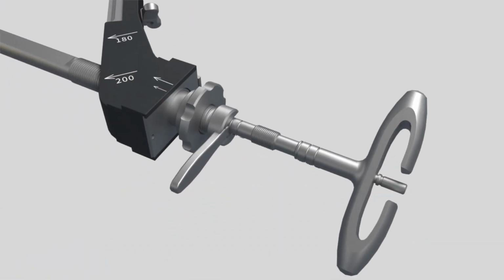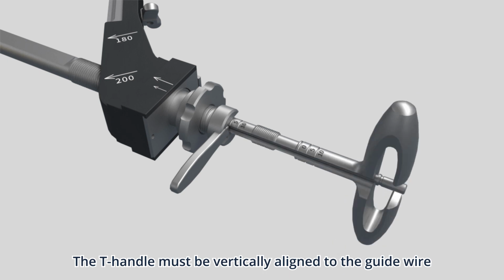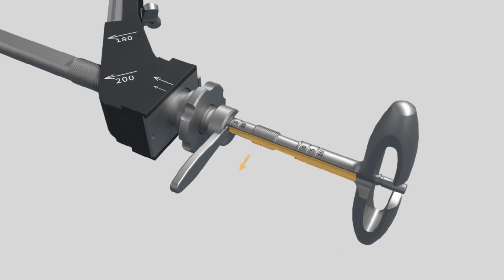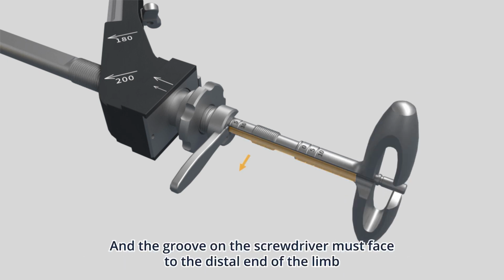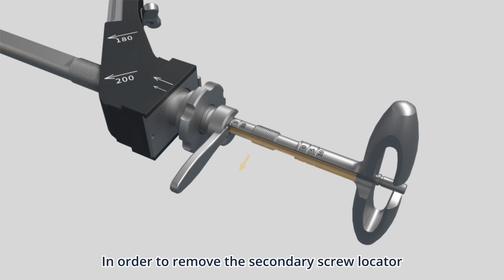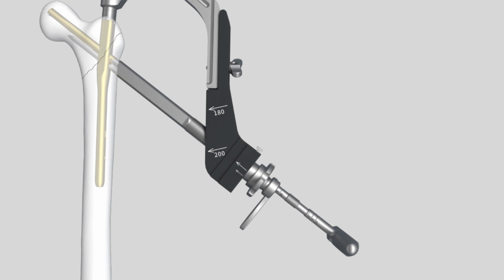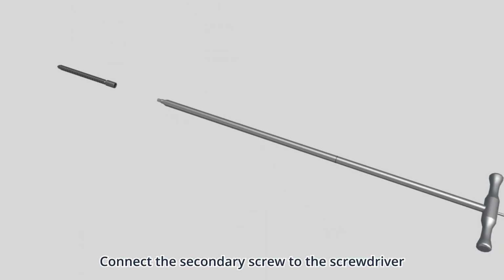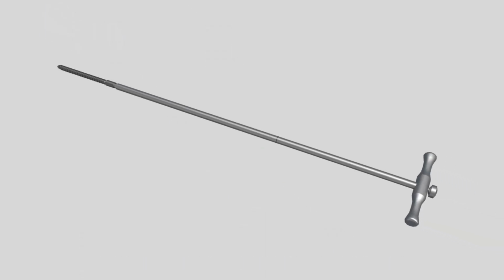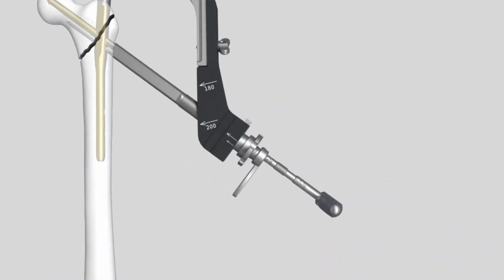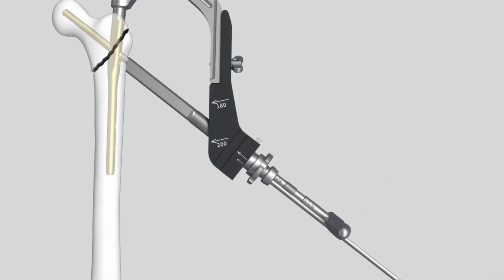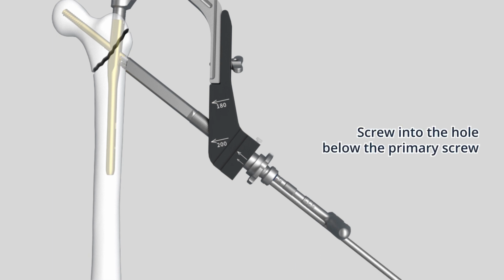The T-handle must be vertically aligned to the guide wire, and the groove on the screwdriver must face to the distal end of the limb, in order to remove the secondary screw locator. Connect the secondary screw to the screwdriver. Remove the locator. Screw into the hole below the primary screw.